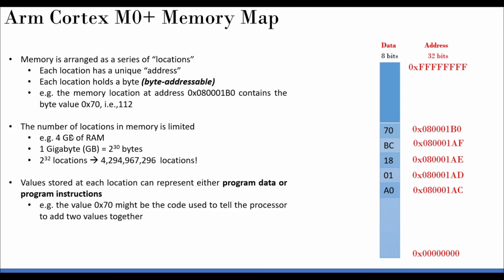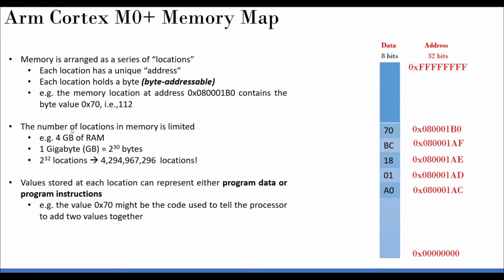And then the number of locations: how many locations do you have in 4 GB? You already know it's 4 GB, but literally how many locations does it have? The calculation is something like this. We know 1 KB is 2 raised to 10, so 1 GB is 2 raised to 30, right?